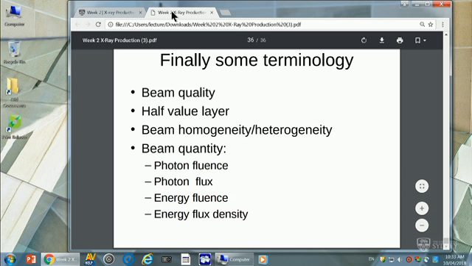Okay. Half value layer we talked about, that's the thickness of a material that will reduce the intensity, remember the terms, reduce the intensity of a number of X-rays to 50%. Half value layer is the thickness of a material that will reduce the intensity of a number of X-rays to 50% of the original value.